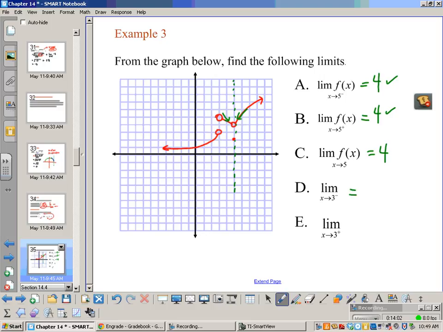Now let's look at 3. So if x is 3, along here, if I approach it from the left, then I end up with 3. If I approach it from the right, I end up with 5. So in this case, we know that the limit of this function, f of x, as x approaches 3 would not exist. And that's all I have for section 14.2a.